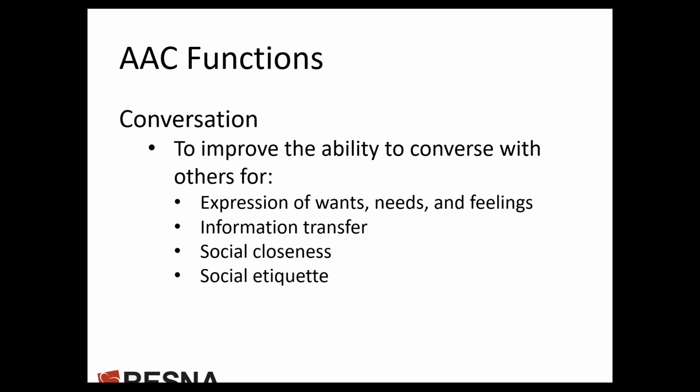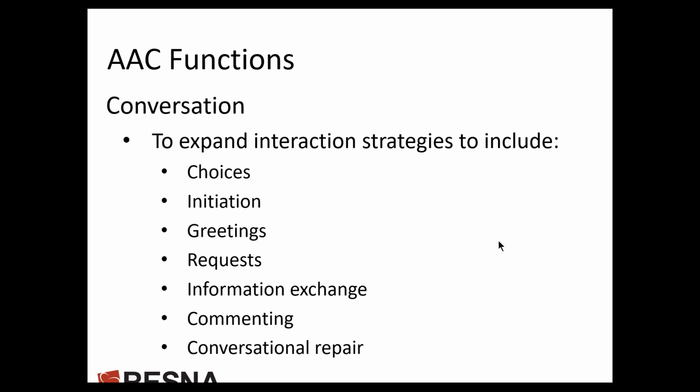So the primary goal of AAC is to facilitate conversation so that a person can express their wants and needs, they can transfer information, they can achieve social closeness, as well as achieve social etiquette. Some of the different ways that we can interact, so our interaction strategies that we're going to use in order to have a conversation, are initiation, greetings, requests, information exchange, commenting, as well as conversational repair.